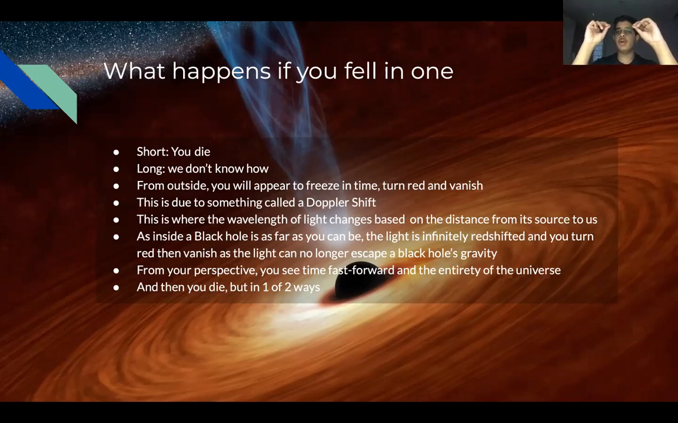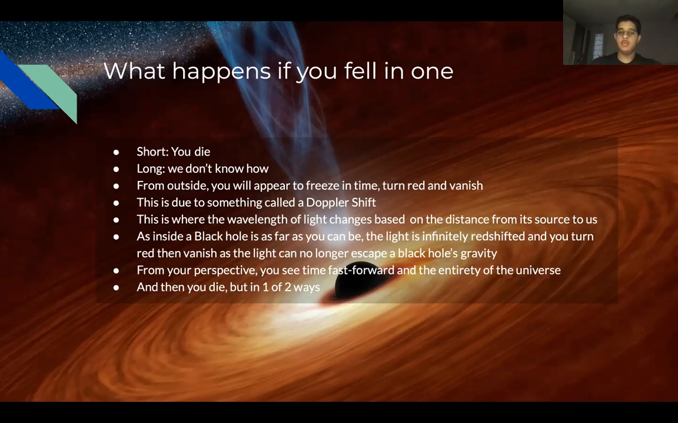If you're moving closer, the light becomes squished together, to put it simply, and it becomes blue shifted. It appears to turn blue. If it's moving away, it turns red shifted. And being inside a black hole is about as far as is possible. Not humanly possible, as is possible, just period. So the light is infinitely redshifted. Everything you're wearing seems to turn red and then vanish once the light can't escape the black hole's gravity.